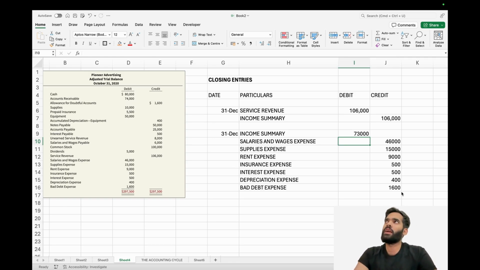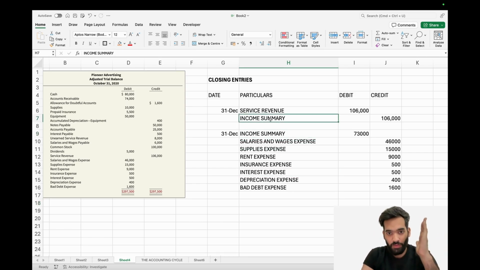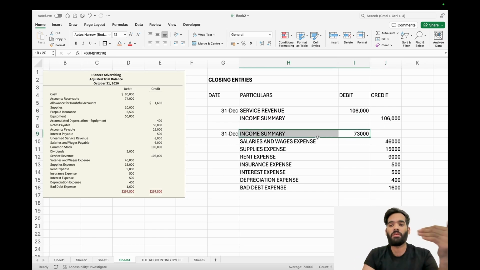So now let's think about it. Okay, so now I transferred all of the revenues into the income statement, means I transferred the balance in the accounts into the income statement. And obviously in the income statement we calculated the profit. And so now what we have to do is we have to close the income summary account itself, because first I increased the income summary account and then I decreased the income summary account.